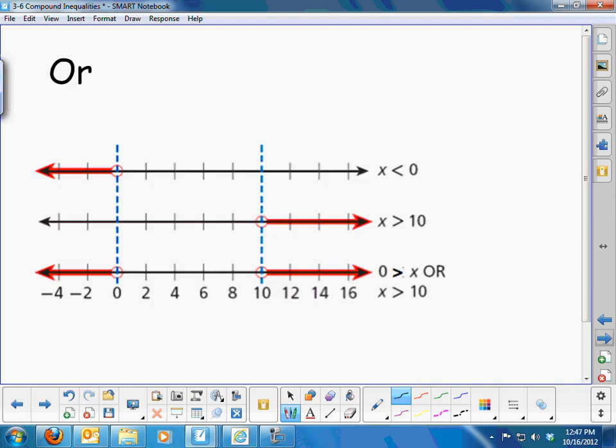Now we're going to take a look at OR statements. OR inequalities are different than AND. They only satisfy one inequality instead of satisfying both. So look at this one. I have x is less than 0. I graph that by going to 0 and then graphing everything to the left of 0 with an open dot. If I have x is greater than 10, I'm here at 10, and I have an open dot pointing to the right, shading everything that's bigger than 10.